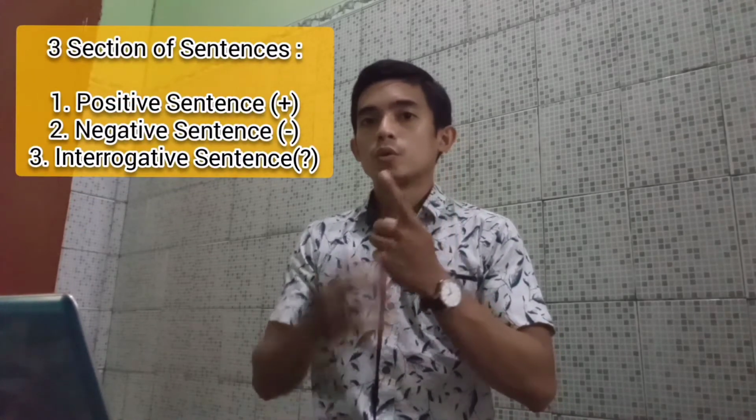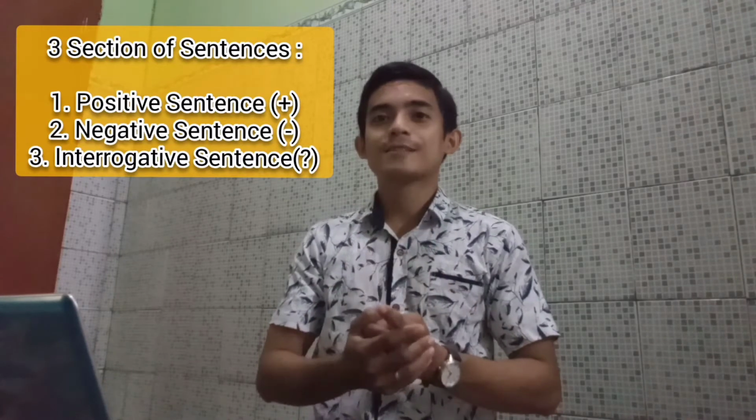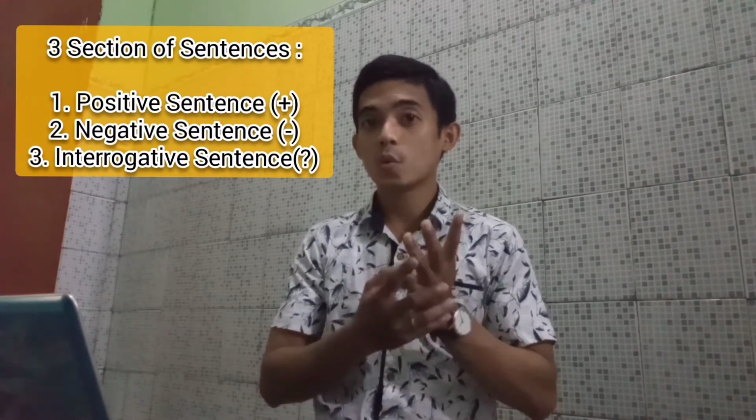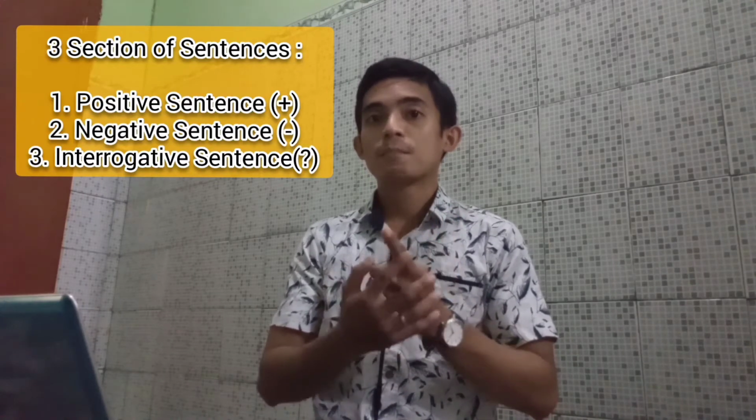And as usual, in English there will always be 3 sections of sentences, which are the positive sentence, the negative sentence, and also the interrogative one. The positive sentence is a sentence that affirms an action that happened in the past. Meanwhile, on the contrary, the negative sentence denies the first point, and the interrogative sentence has a function to question or to make sure whether there was a thing that happened at the same time in the past or not. And let's talk about the formula.